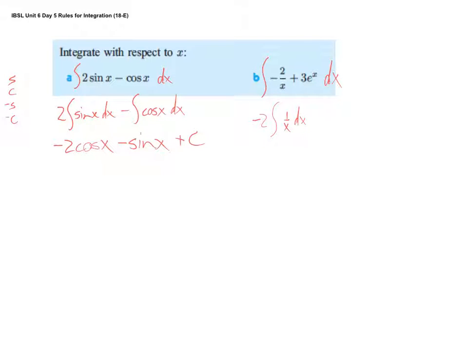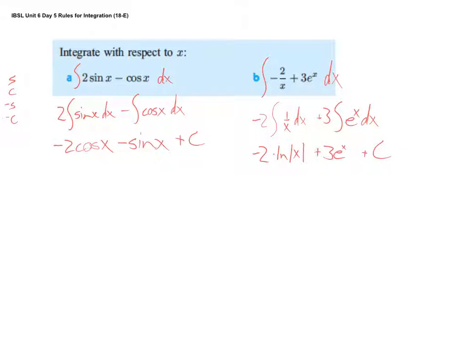Okay? That's how you can see that in your head. Plus 3 times the integral of e to the x dx. So we have ln of the absolute value of x, which is now being multiplied by 2. So negative 2 times ln of absolute value of x plus 3 times, what's the integral of e to the x? e to the x.